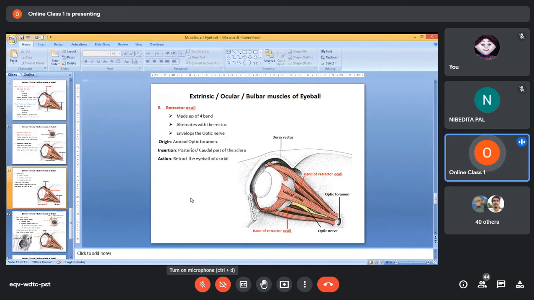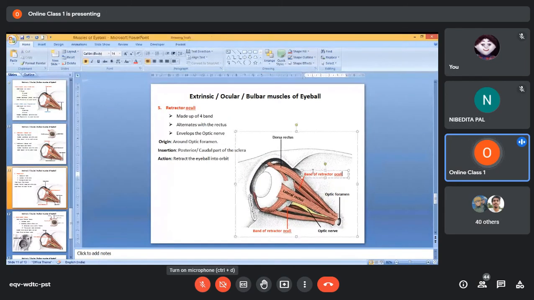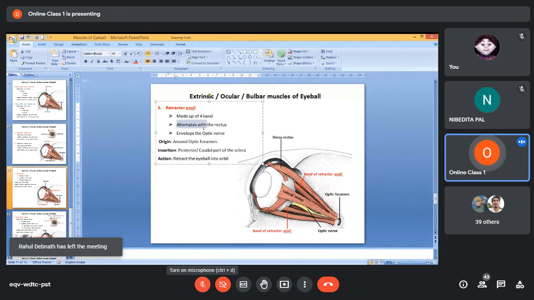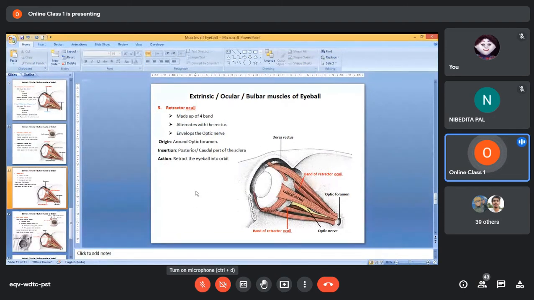Then comes the retractor oculi muscles. The red one, you can see two bands of retractor oculi muscle here. This is one band, this is another one. It is actually made up of 4 bands. Two can be seen, two will be seen on the other side. The ventral band and the medial band are not seen here. 4 bands are there, 2 more on the opposite side. I have already told you, it alternates with the rectus muscles and envelopes the optic nerve. This we have already discussed. Again, the origin is around the optic foramen.